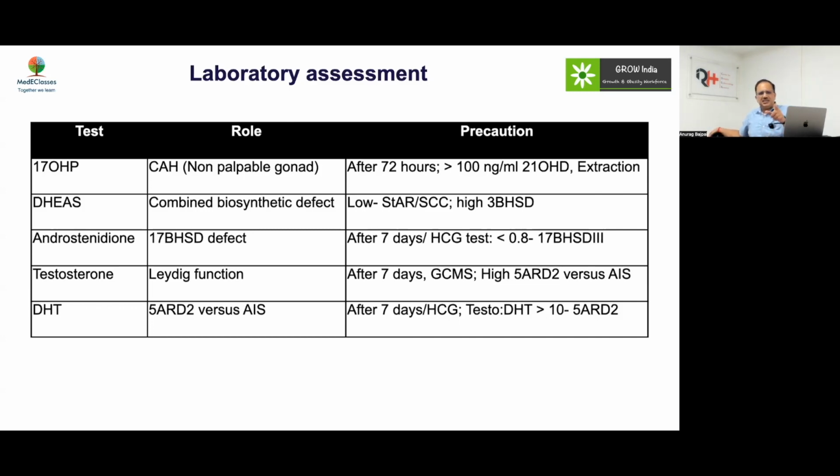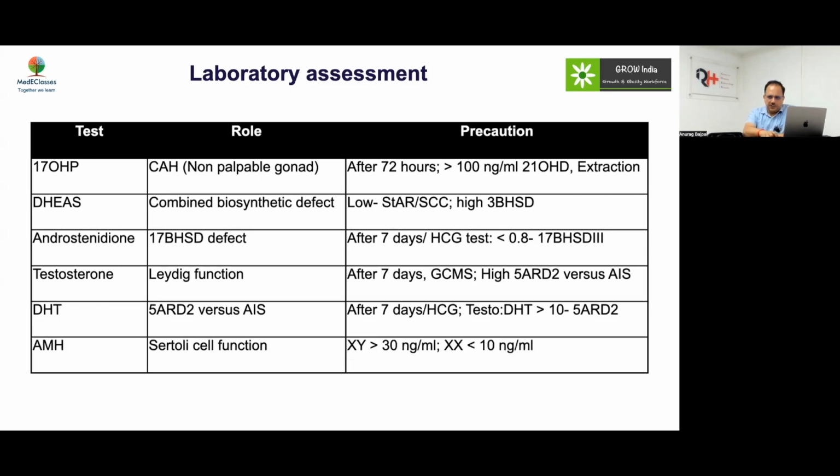When you are doing this testo to DHT ratio, what is the thing you need to be cautious about? In terms of a very practical issue, what are the usual units of testosterone? It's nanogram per dL or nanogram per ml, multiple ones. And for DHT, they come in picogram. So you have to convert them to the same unit. And often if you don't do it, your results will be quite confusing.